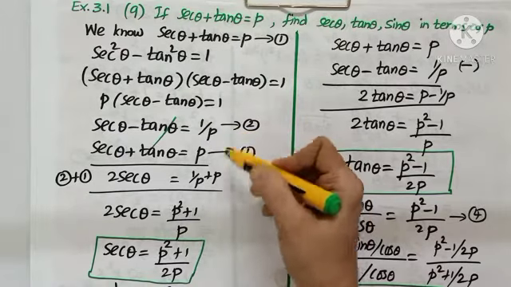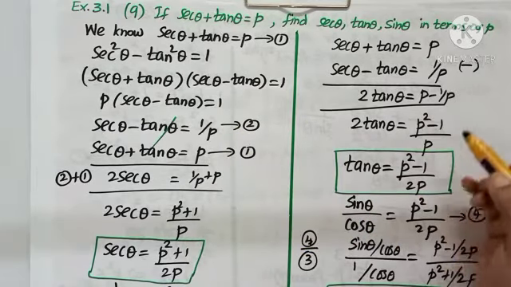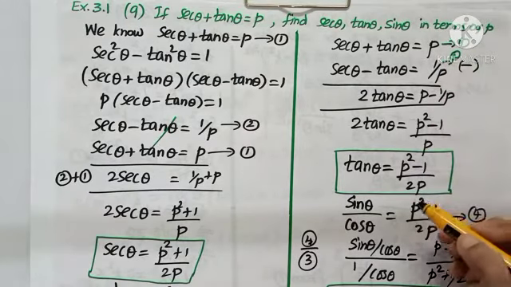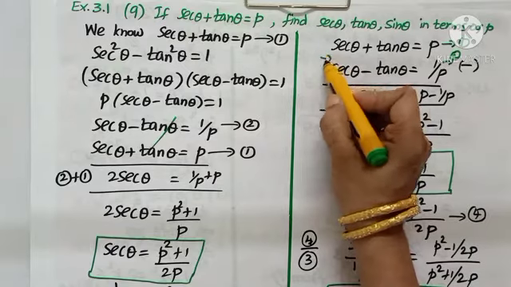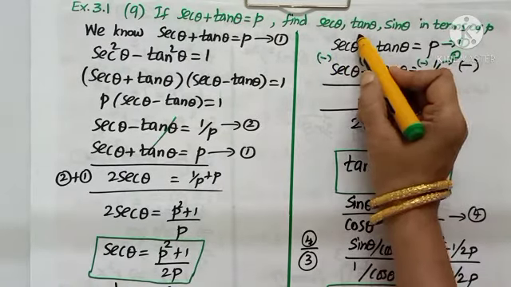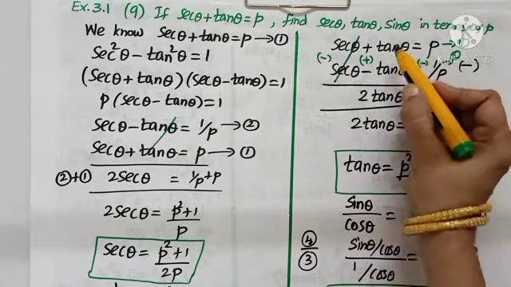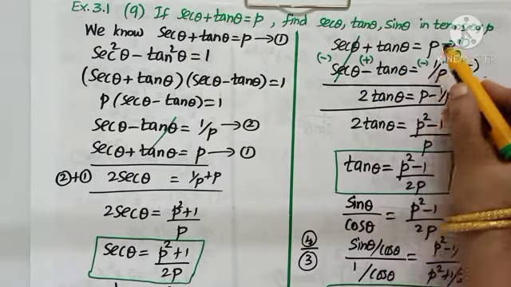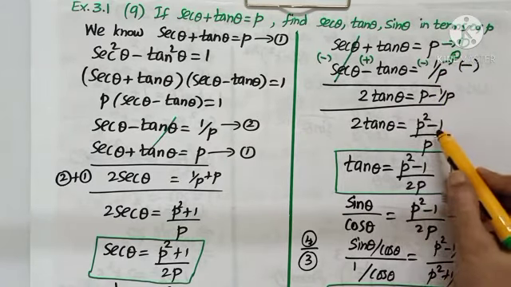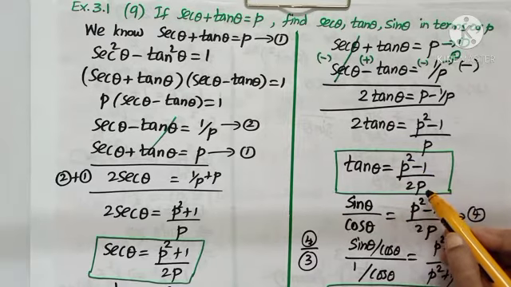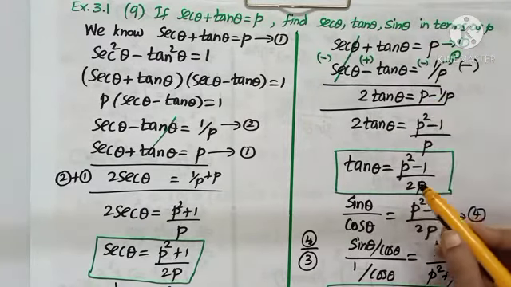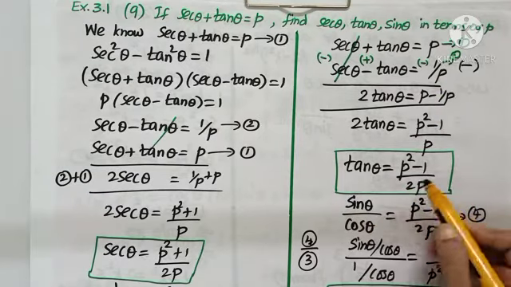As we added here, let us subtract. This is 1 and this is 2. 1 minus 2. What do we do? Change the symbol. Now secant and secant will get cancelled. Tan plus tan is 2 tan, p minus 1 by p. That is p square minus 1 by p. Again bring 2 down. So the second part of the question is over. We found out tan theta in terms of p.